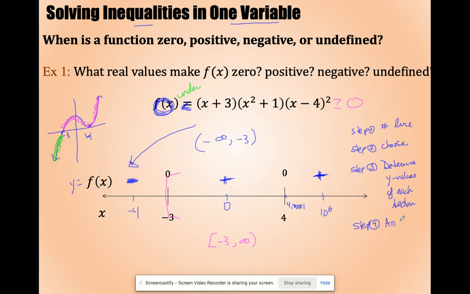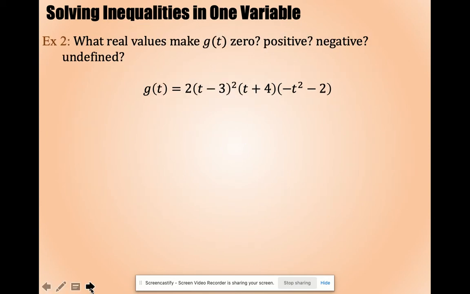And then step 4 is answer the question, right? Were you asked, where does the function equal 0? Were you asked, where is the function above the x-axis? Were you asked where the function is below the x-axis? So let's try this one.